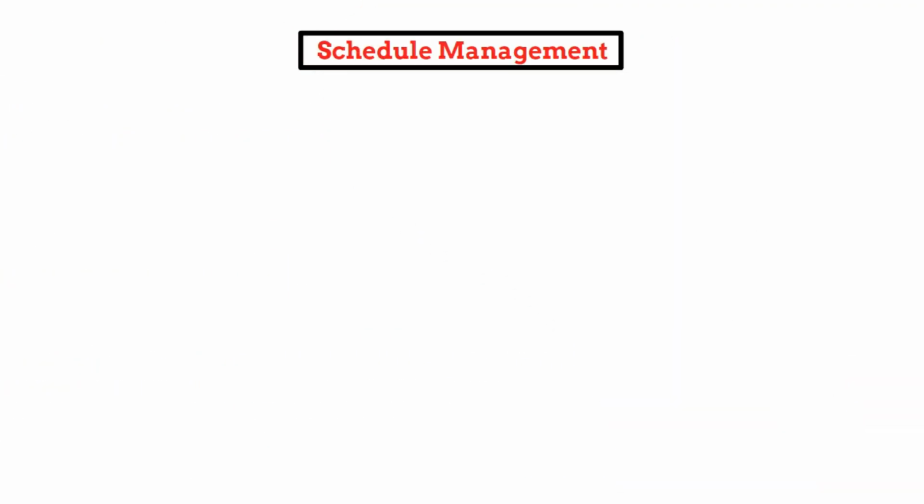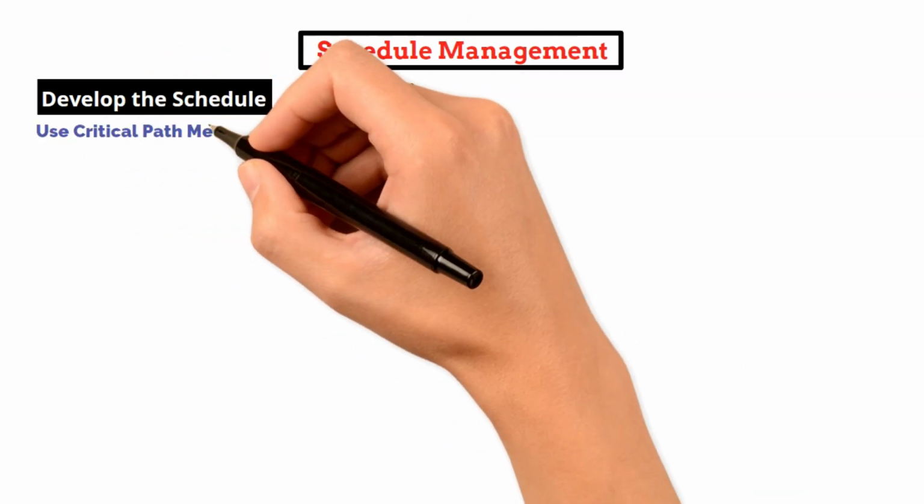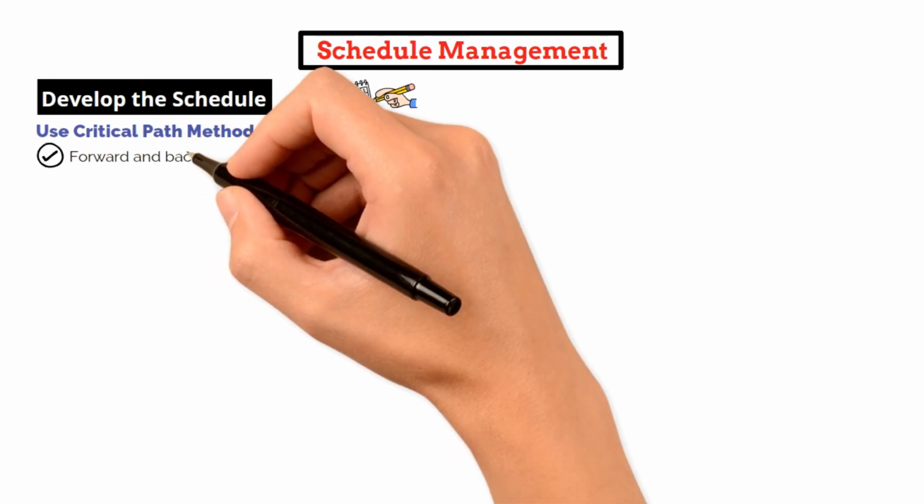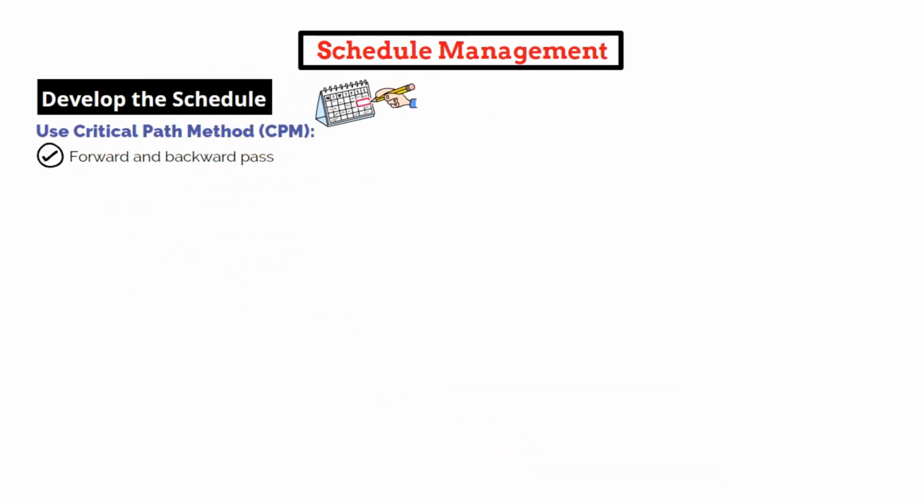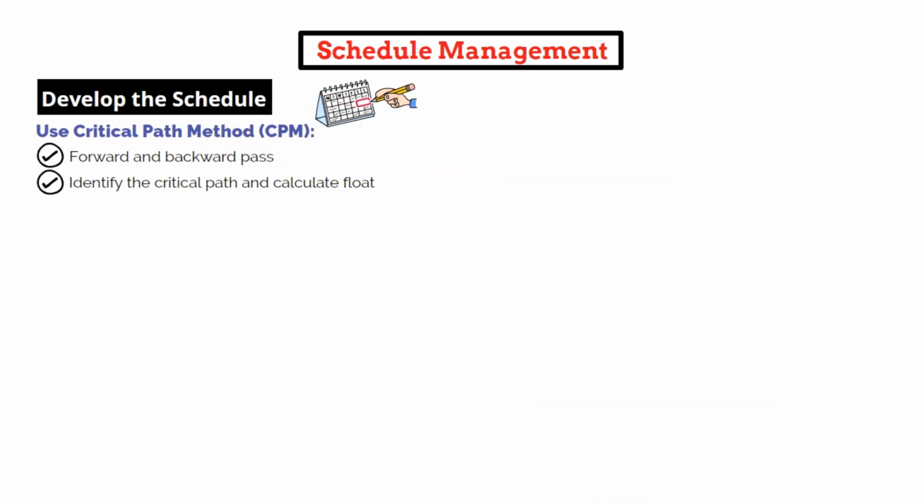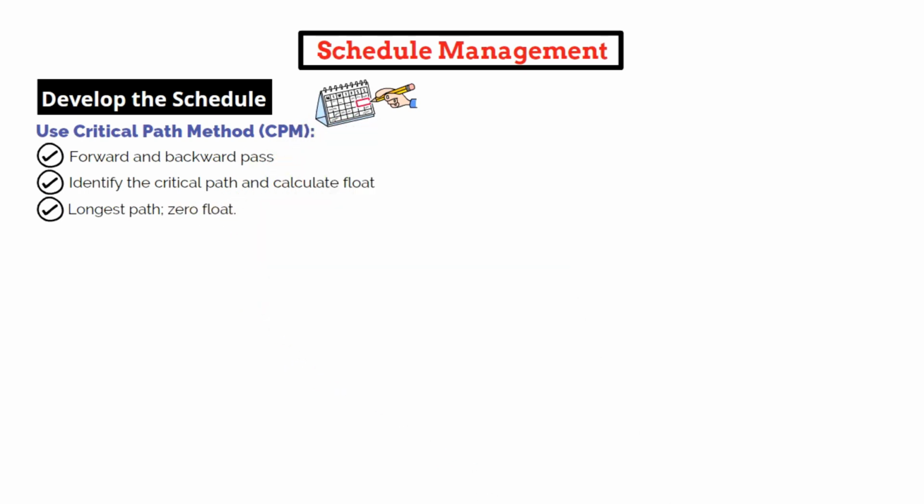With dependencies and durations in place, you develop the schedule using tools like the critical path method, often shortened to CPM. This requires a forward pass and a backward pass to determine early and late dates, identify the critical path, and calculate float. The critical path is the longest path through the project, and activities on this path have zero float, which means any delay directly impacts the project's finish date.